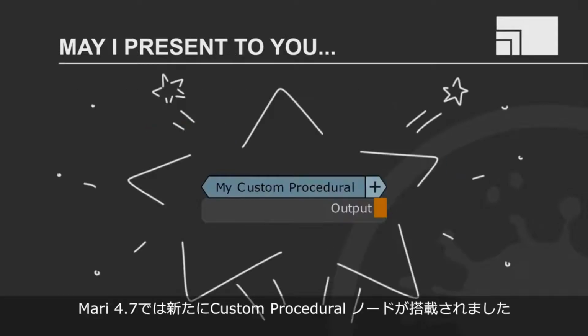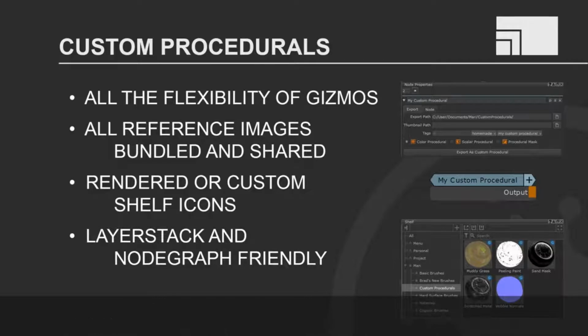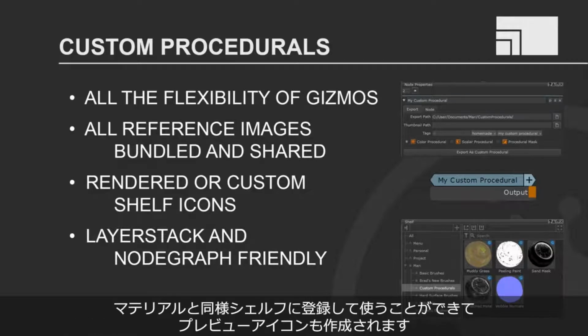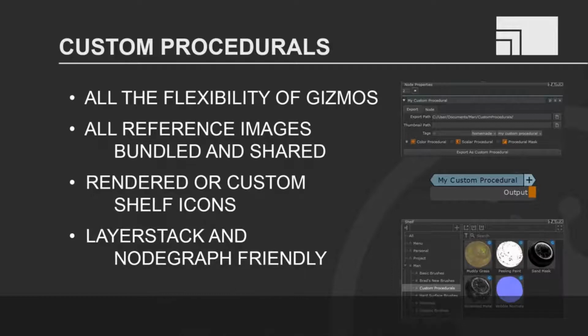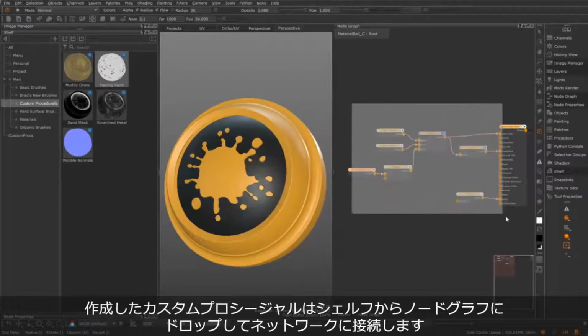Mari 4.7 introduces a middle sibling to the family with custom procedurals. Custom procedurals offer all the flexibility of a gizmo, plus enhanced accessibility and a special package file format that bundles up and carries with it any referenced items like tileable texture files. Like materials, custom procedurals live in your shelf with a rendered or custom icon to give you a preview of its effect. Just like its siblings, custom procedurals have the ability to expose adjustable properties of its inner workings as well.